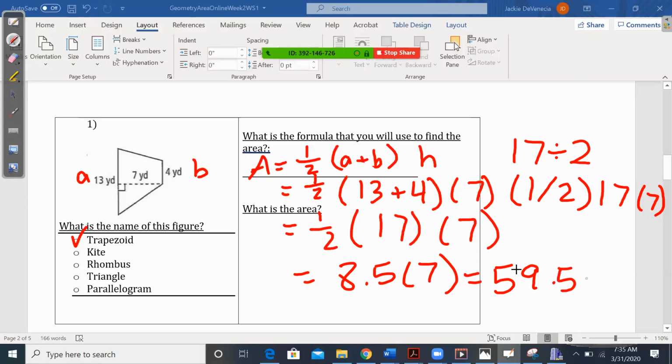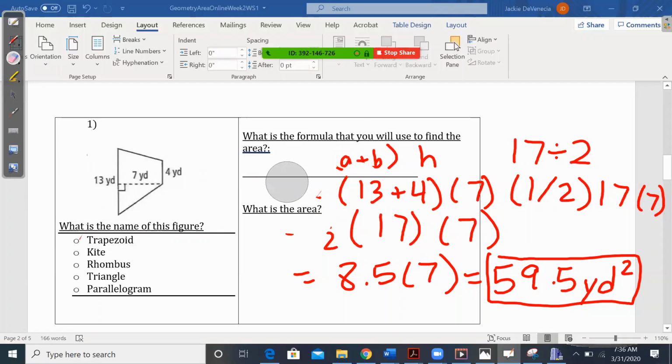So right over here, this is going to be our area. And just like the videos yesterday, we want to make sure we have our units of measurement, which is going to be yards squared. So that's how you use that formula. Okay, so let's move forward to a different example.